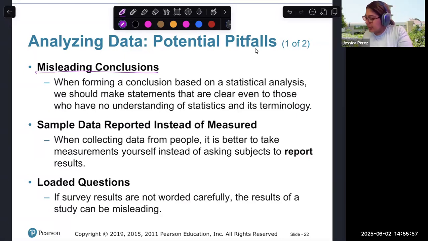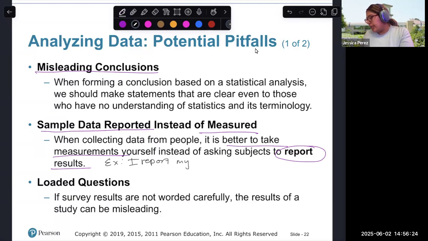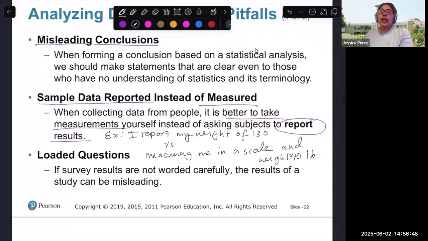Sometimes the data is reported and not measured. So for example, I can say, oh, I weigh 130 pounds, when in reality I'm not being measured on a scale and I actually weigh 140. So when you're collecting data from people, it's always better to take measurements instead of asking. There's a difference: one thing is to report and one thing is to measure. That's another way to lead into pitfalls.